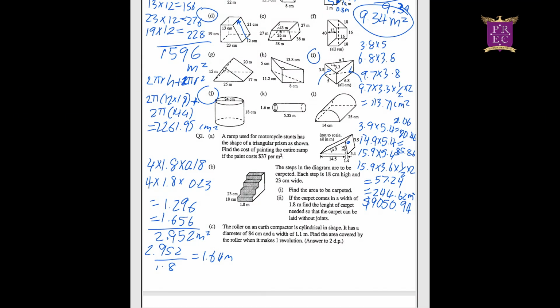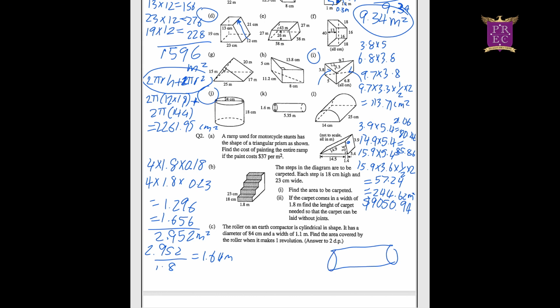Okay, now let's have a look at C. The roller on an earth compactor is cylindrical in shape. Okay, if it's cylindrical in shape, this is the formula that we need to remember: 2 pi r h plus 2 pi r squared. It has a diameter of 84, so we know that the radius will be 42. We can already plug that in. Actually, wait, let's read the question first. And a width of 1.1. So the width of 1.1 would mean that the height will be 1.1, because the roller would look something like this.